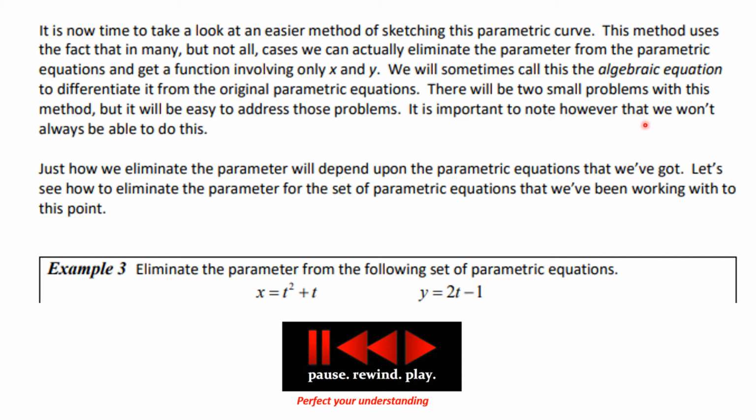So it's important to note that we won't always be able to solve these problems, but sometimes we can. So just how we eliminate a parameter will depend on the parametric equations that we've got. But as an example, let's talk about eliminating the parameter for this one. And here's our example. I'm asking you to eliminate the parameter from the following set of parametric equations. This is x, could have been x of t is equal to t squared plus t. And then we have y, could have been y of t is equal to 2t minus 1. You know what to do. Let's see how you did.